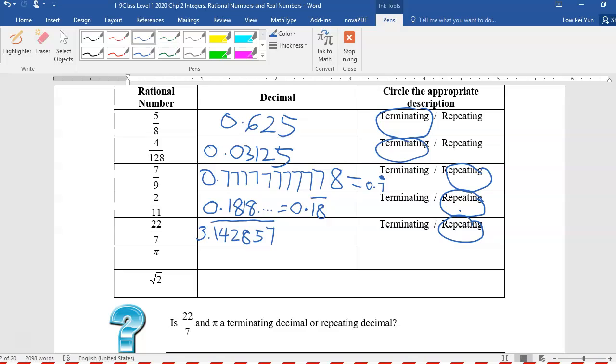Then the pi. Repeating or non-terminating? Oh no, it doesn't repeat. Neither. We call it non-terminating. It doesn't stop. There is no stop to it. Oh my goodness. What about square root of 2?